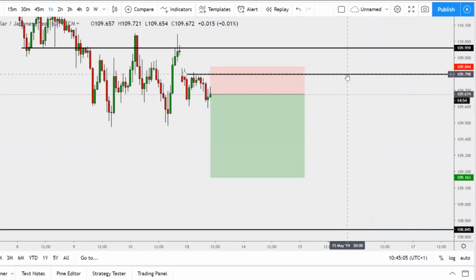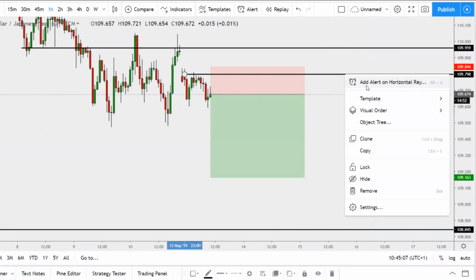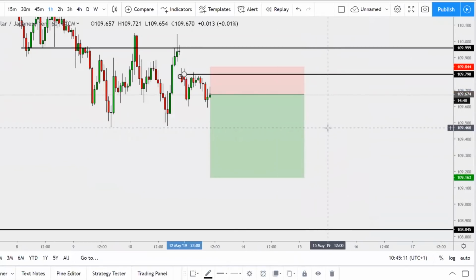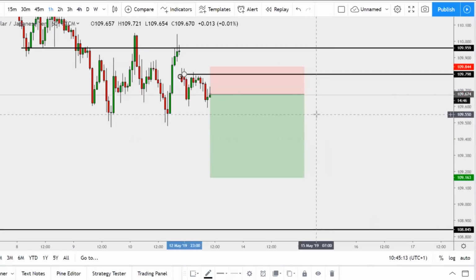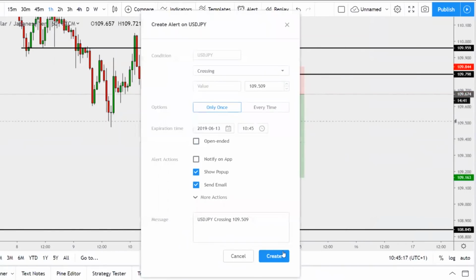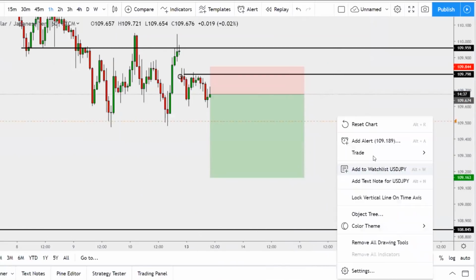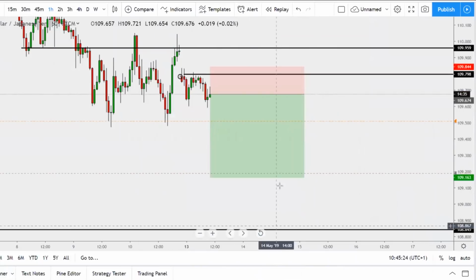I'll just set an alarm here for if price comes all the way back up here. I'll set an alarm here so I know where around here for these rejection levels. Let's go right here. And then one here for my... Okay, that's me done.